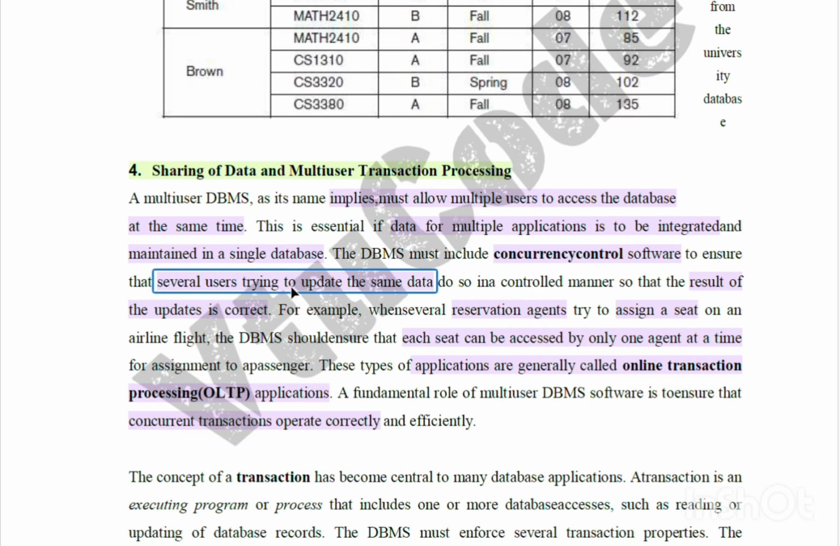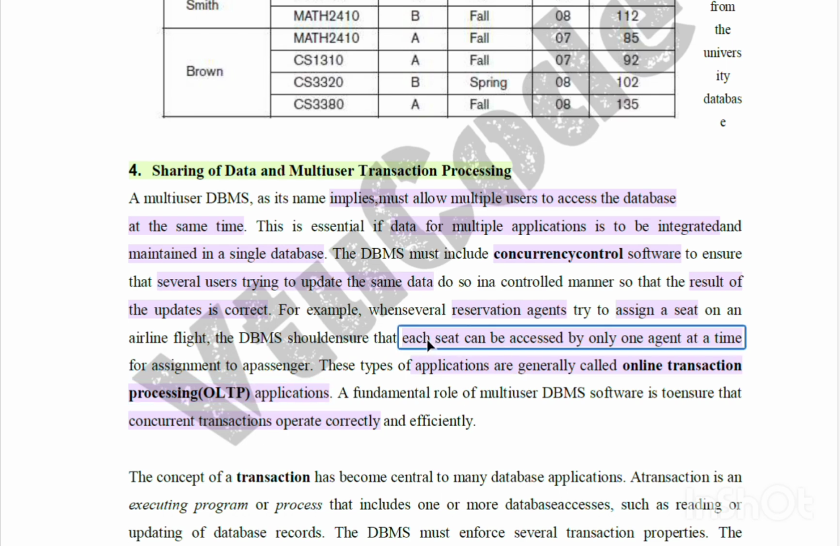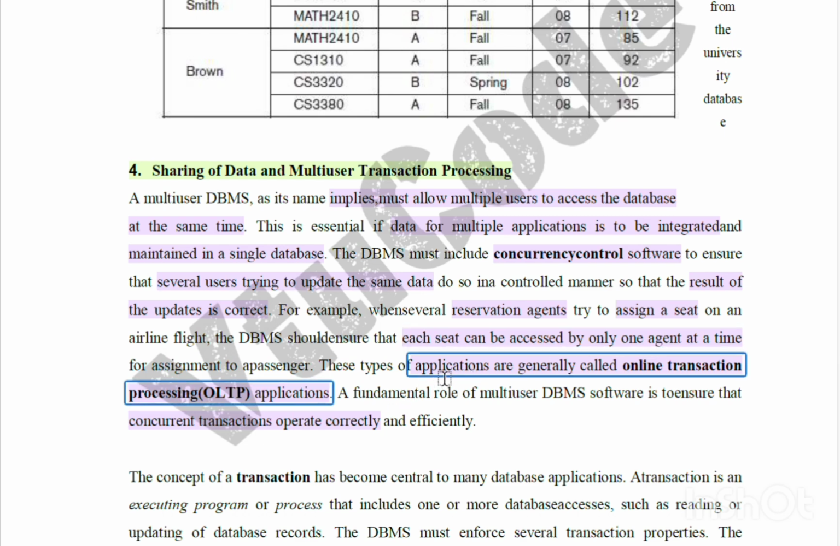When several users try to update the same data, the concurrency control software ensures that the result of the updated data is correct. For example, let us consider the reservation of a flight or a train or anything. Assigning a seat may take many processes. In that, we should see that each seat can be assigned by only one agent at a time, or it can clash between the agents. Maintaining that is done by applications which are generally called online transaction processing, OLTP, applications.